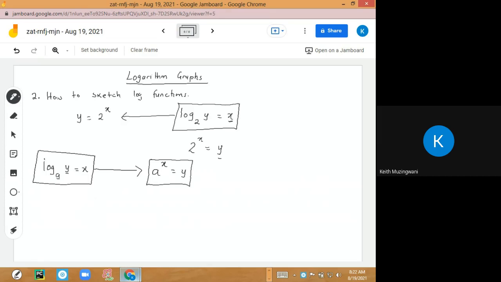You can be asked in an exam to write this as an exponential: log v base 7 is equal to p. Write it as an exponential. You will say in exponential form, this is v is equal to 7 to the power p. And you get all the marks. Is that okay? Yes, sir.